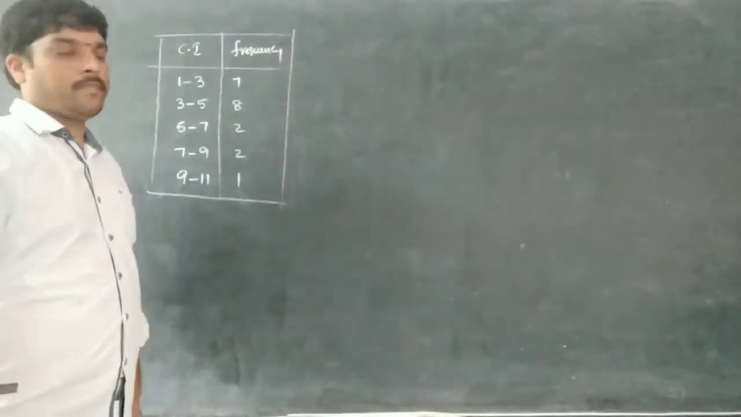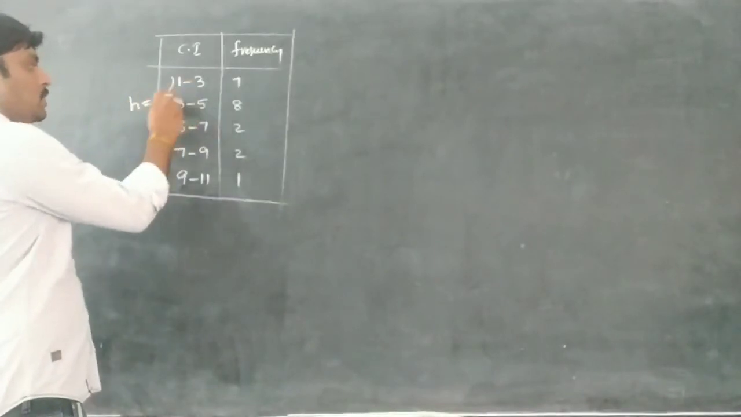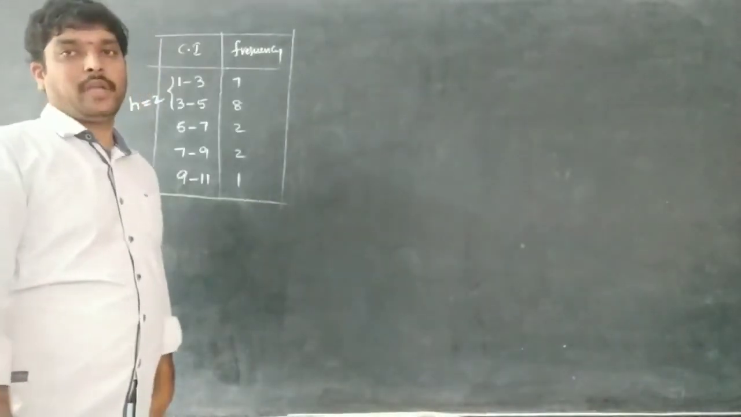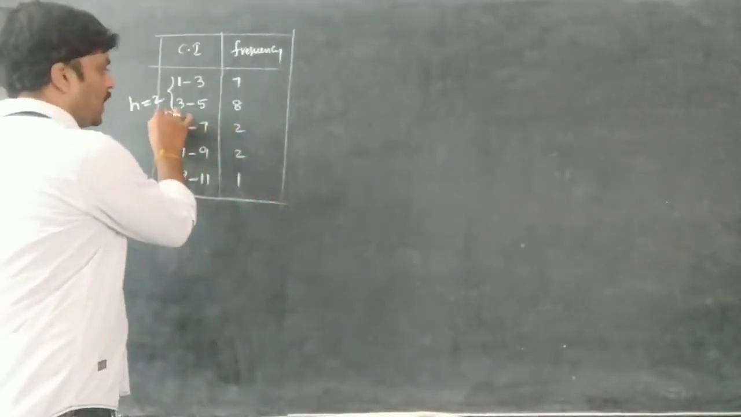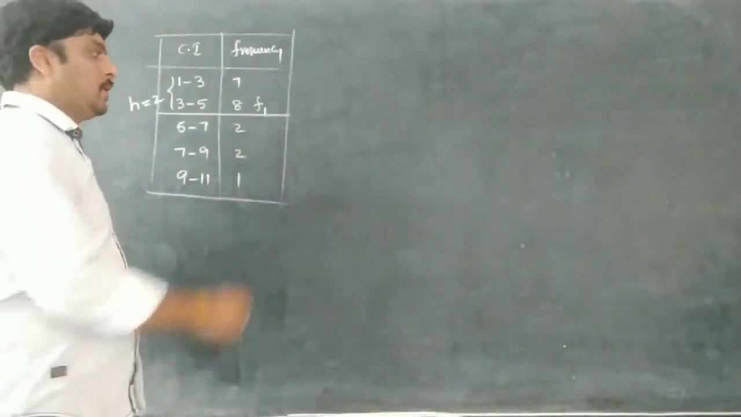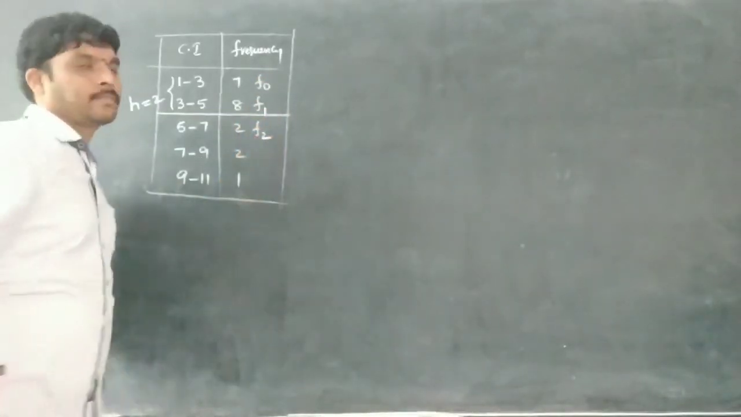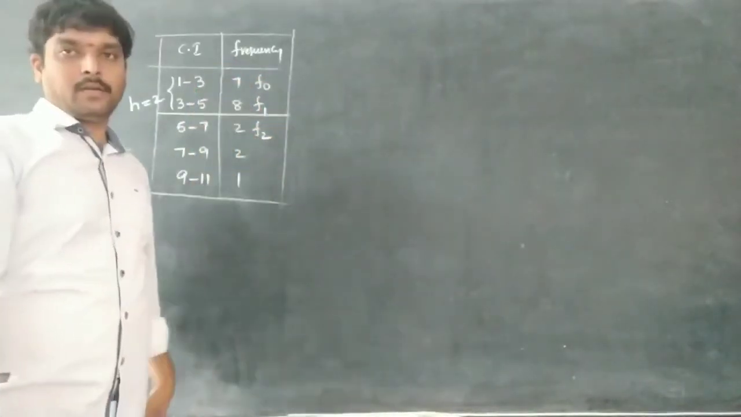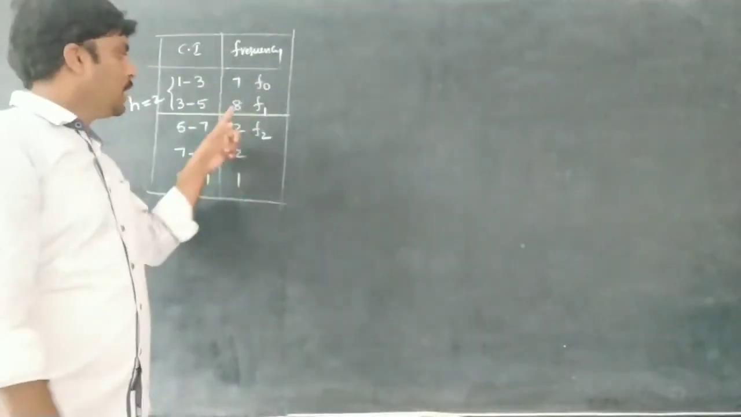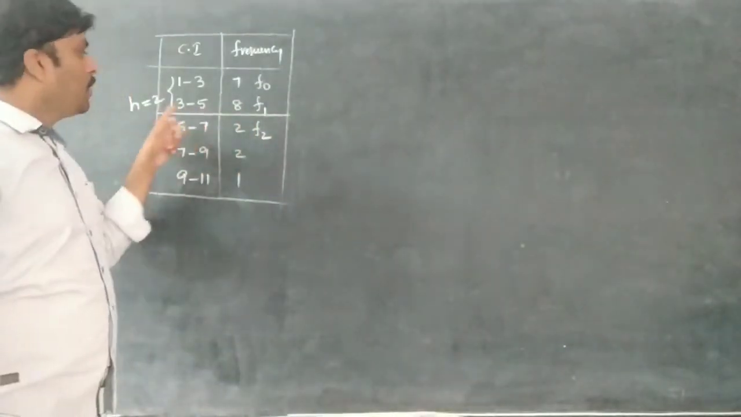Okay, now find mode. Here first of all, the size of the class interval is 3 minus 1, that is 2. What is the highest frequency? That is the frequency of the modal class, denoted with f1. The preceding one is f0, the succeeding one is f2. The order is f0, f1, f2. Here f1 is the frequency of the modal class. This is called the modal class.